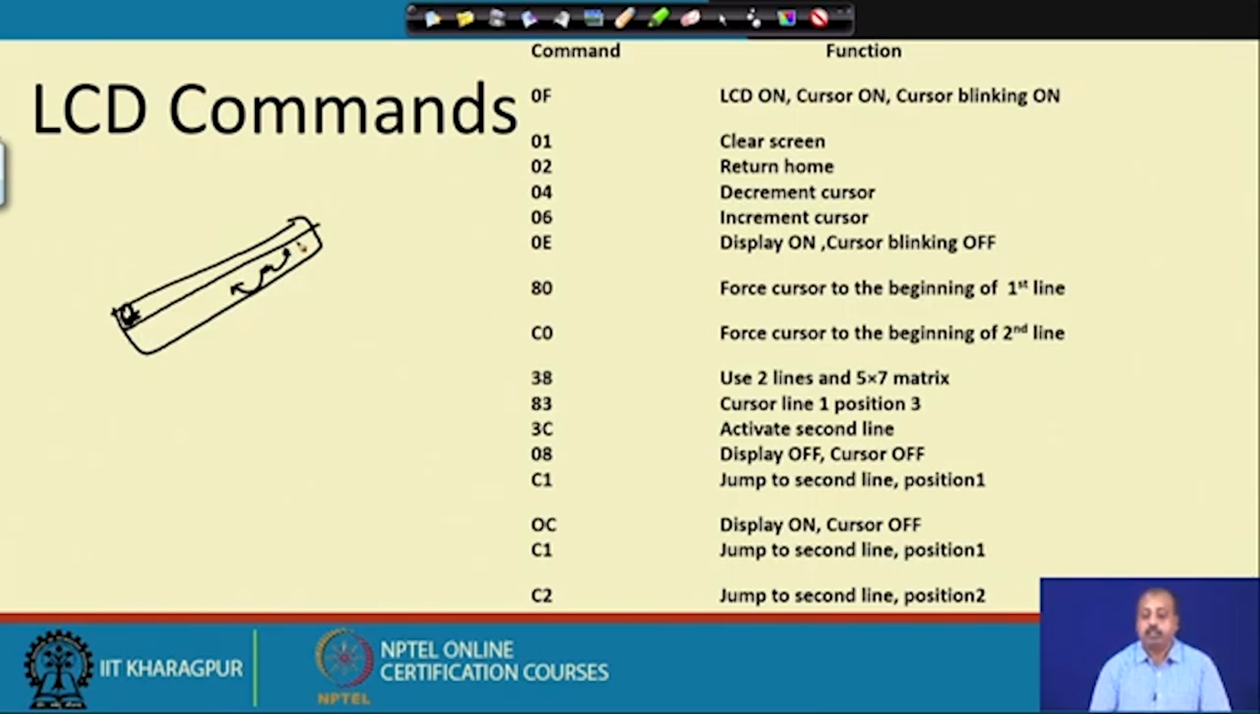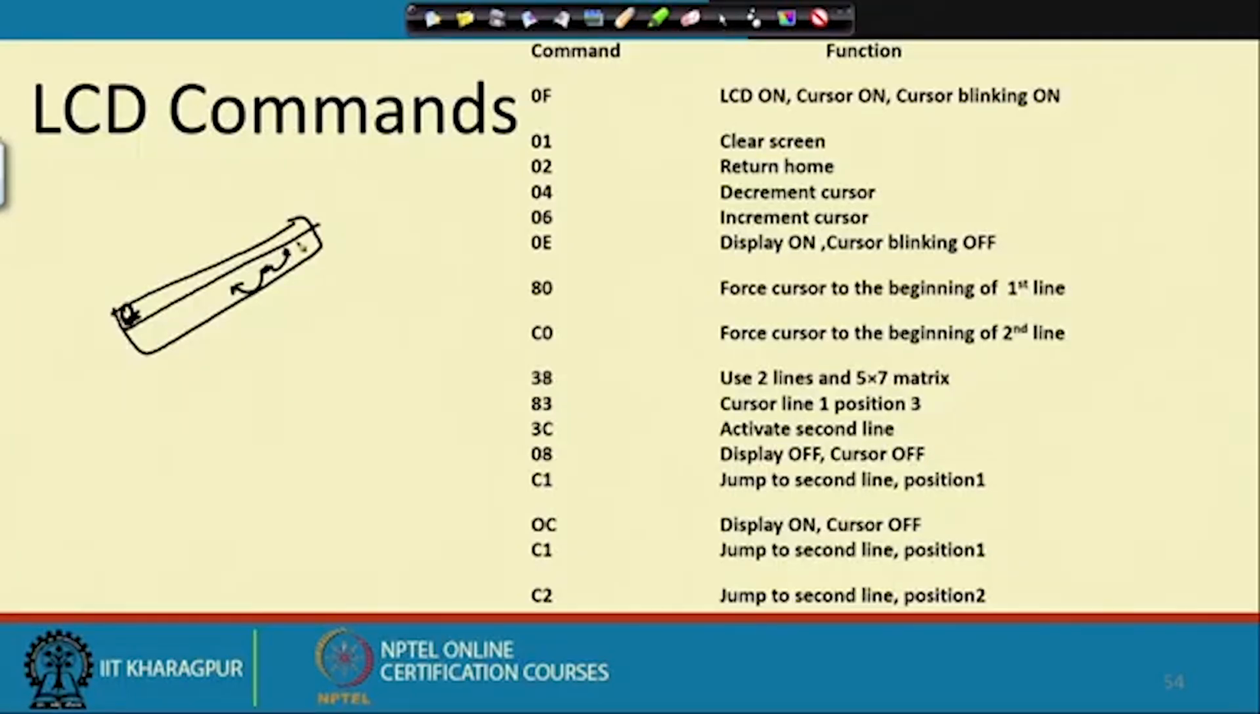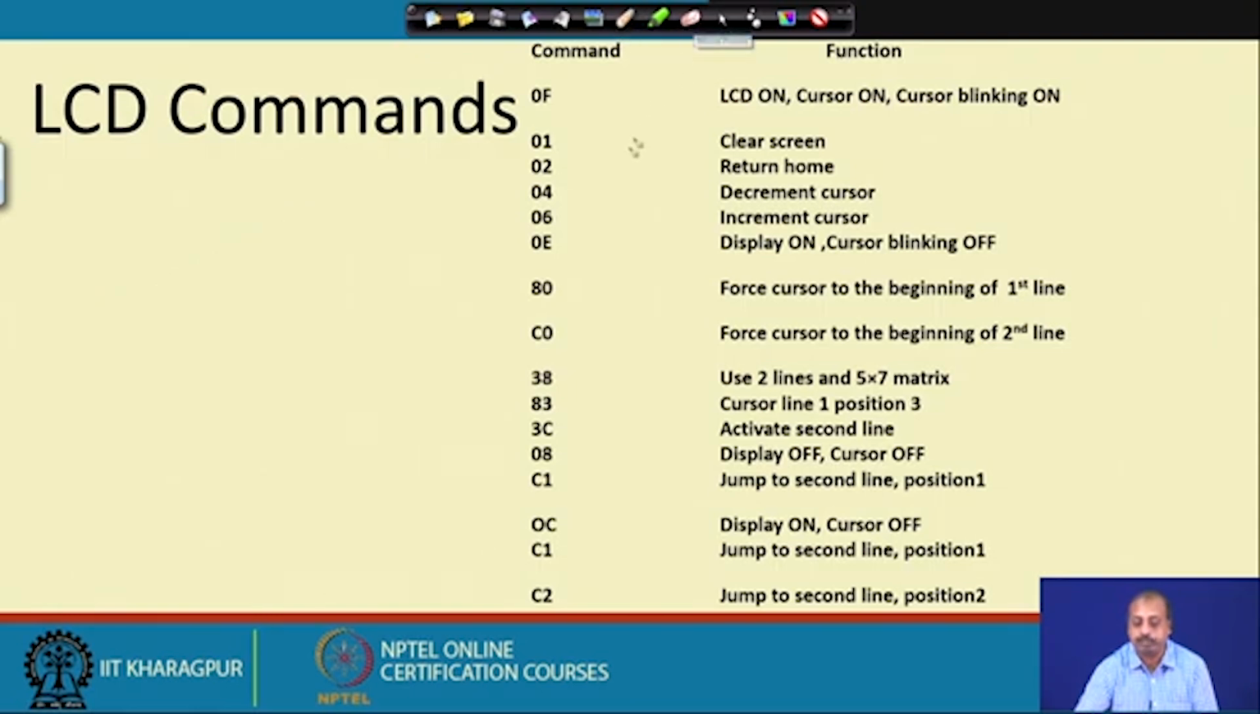So, this way, 8 will identify the first line, C identifies the second line, and then the second part specifies the position within the line. Like C1 takes it to position 1, C0 takes it to position 0, C2 takes it to position 2, all in the second line. This way you can control the cursor and then put a character to be displayed, so that it will be displayed at the current cursor position.